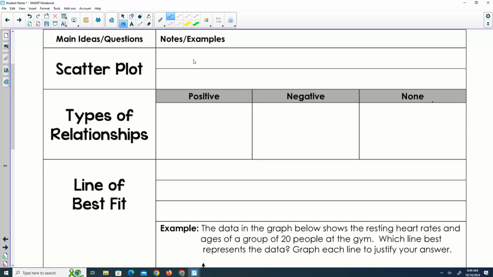about a scatter plot. It shows the relationship between two variables.